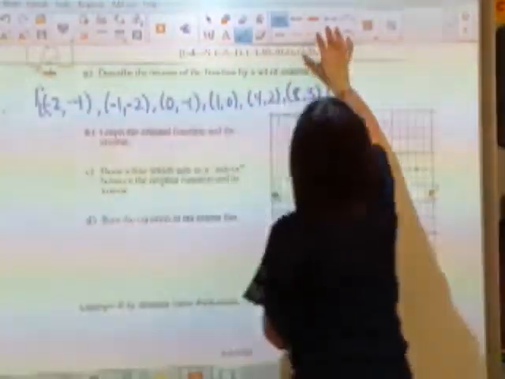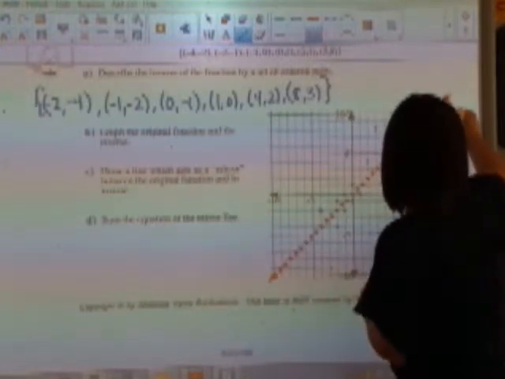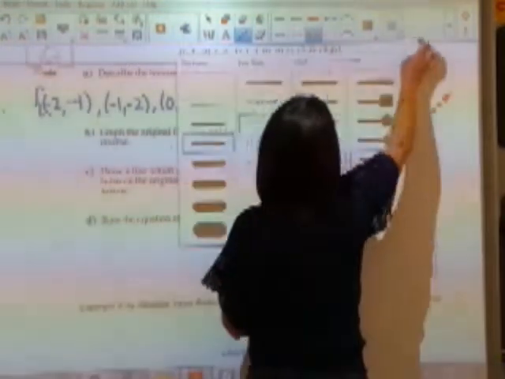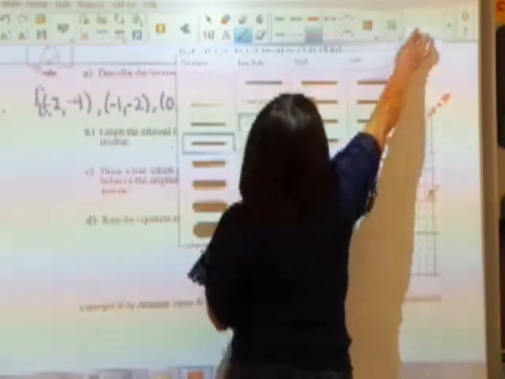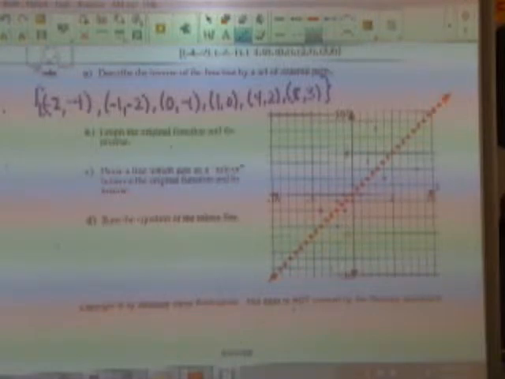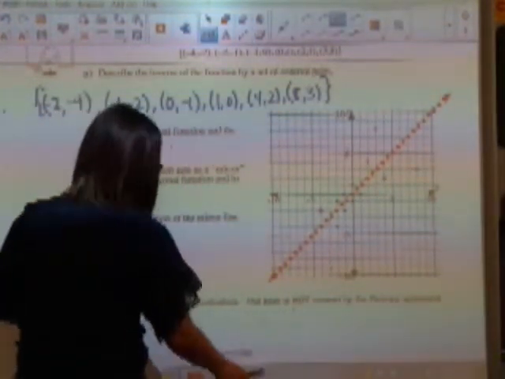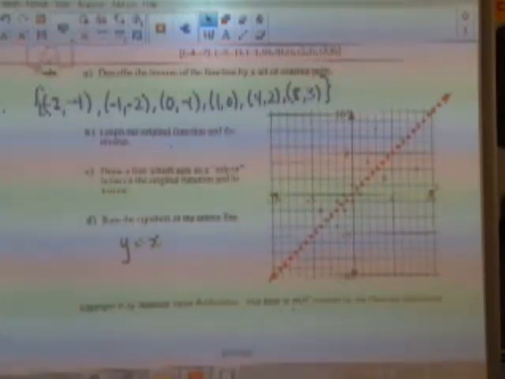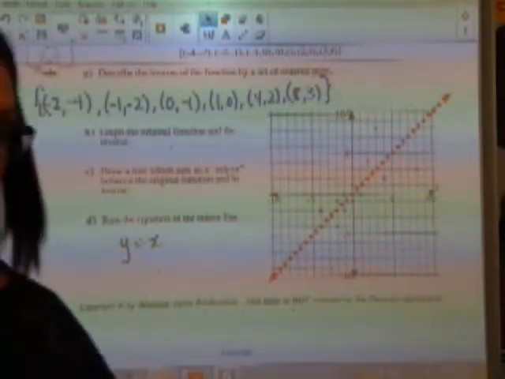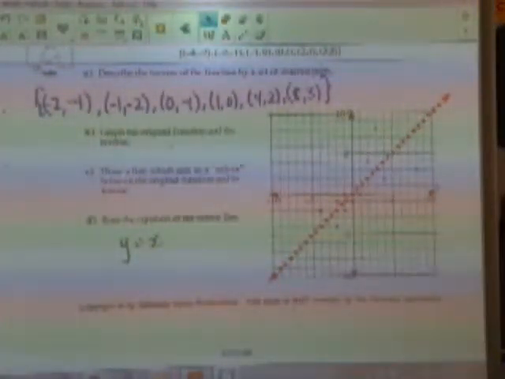Okay, so if I drew that line, there's my mirrored line. What is the equation of that mirrored line? y equals x. Whatever the x value is, the y value is the same. And that's an important thing to know, because that's how I could find the inverse of a function graphically.